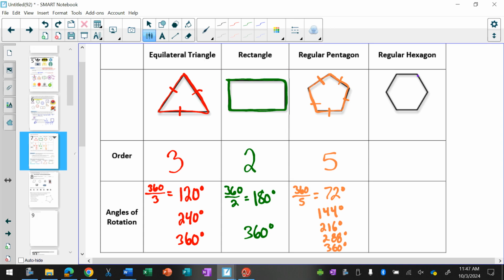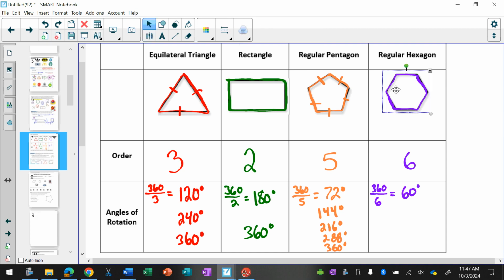And then our hexagon, 6 sides, order of 6, maps onto itself 6 times within one spin. So if we do 360 degrees for a full spin, maps onto itself 6 times, which means it's going to be every 60 degrees. So when I turn this and it maps back onto itself, that means I just turned it 60 degrees.